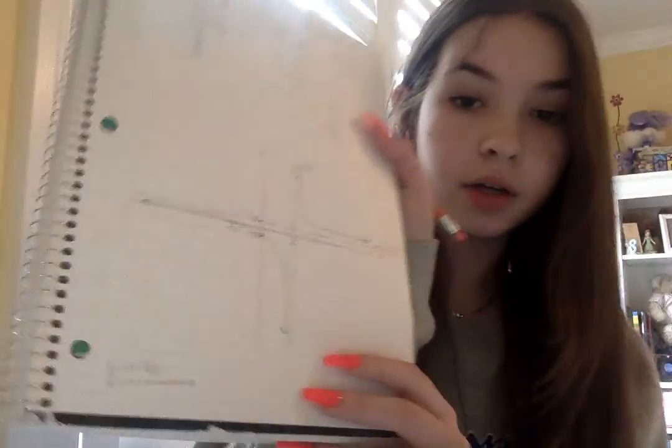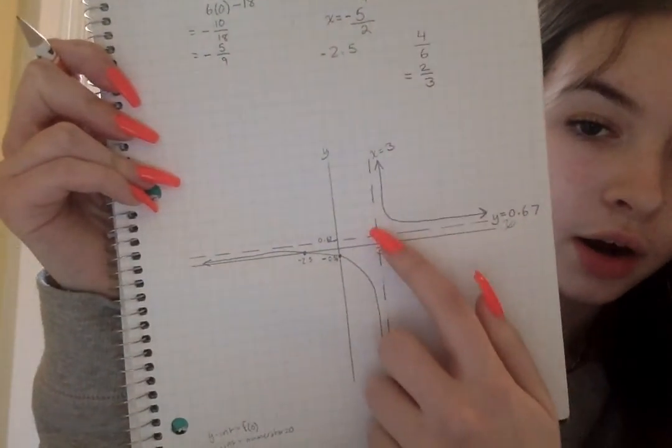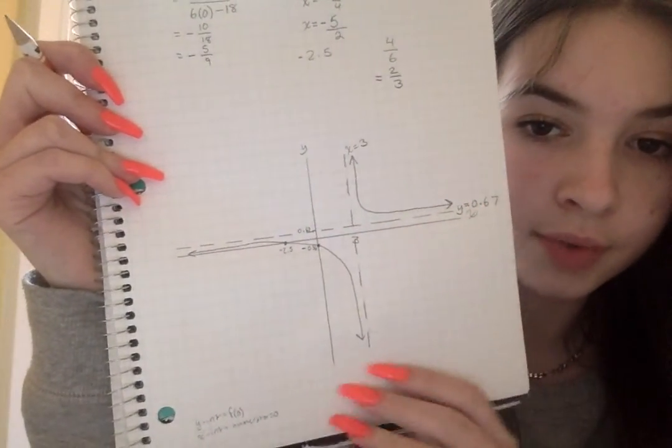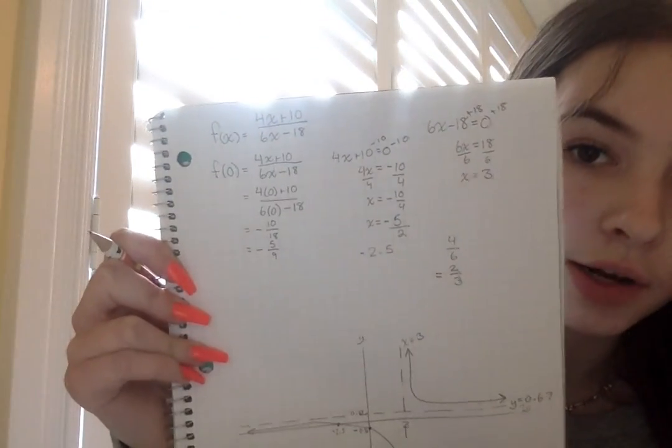And here we go. This is our whole graph with everything labeled. We have our vertical asymptote, our horizontal asymptote, our x and y intercepts, and of course here are all our calculations.